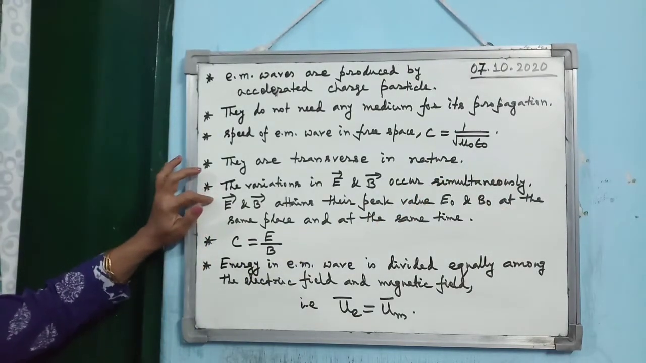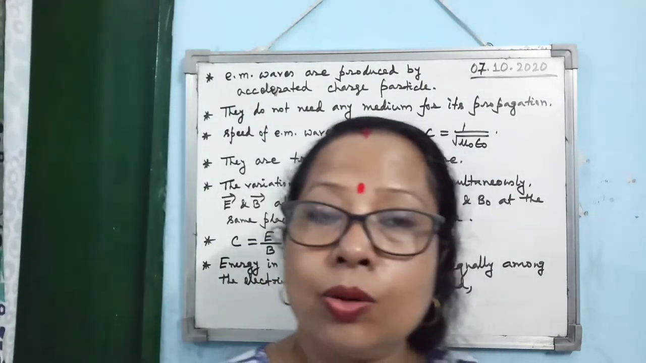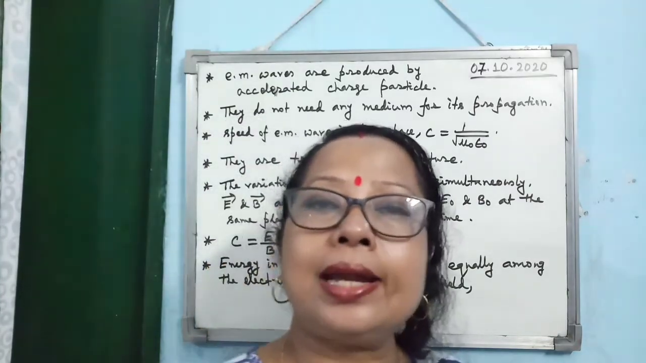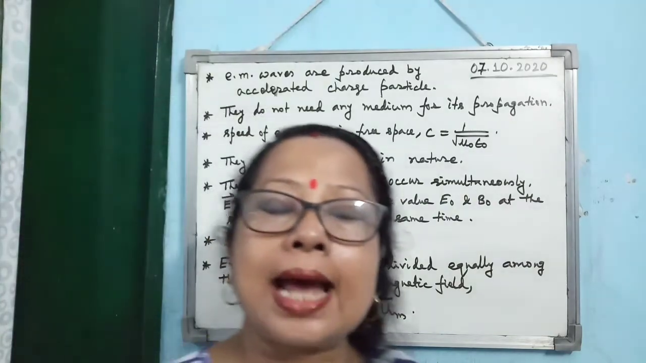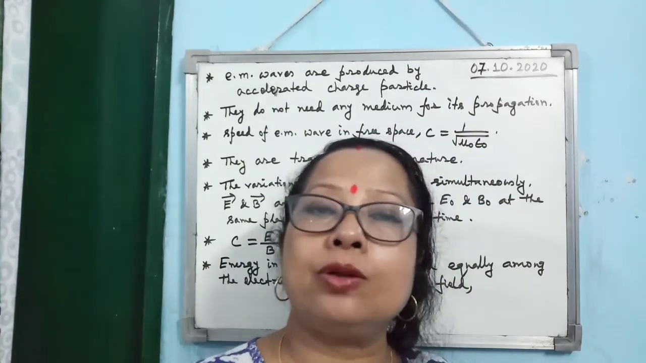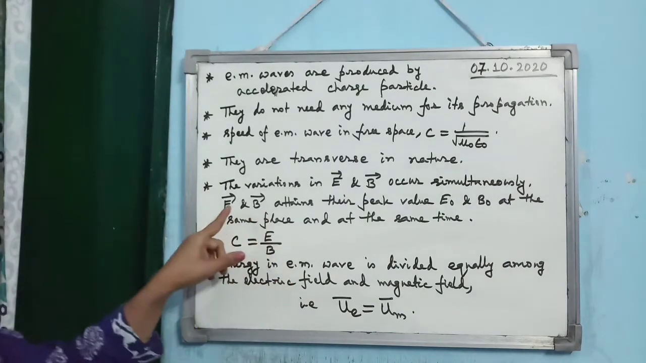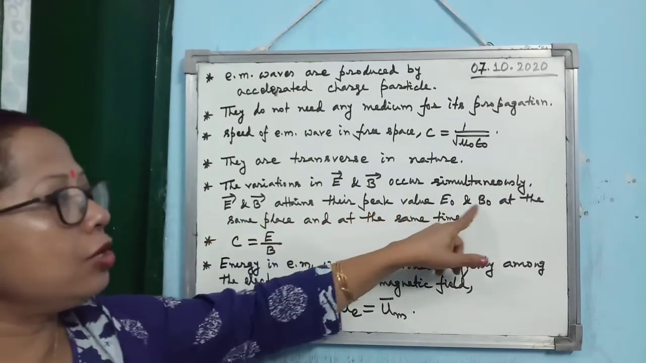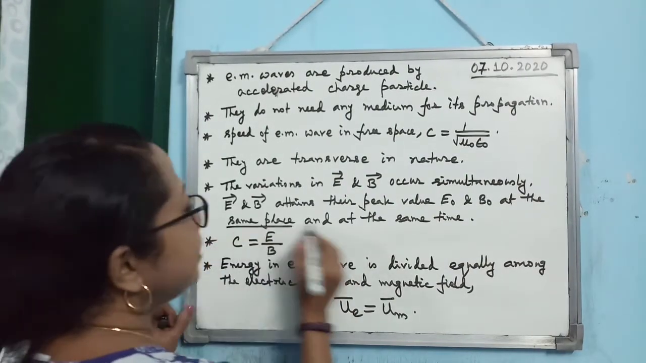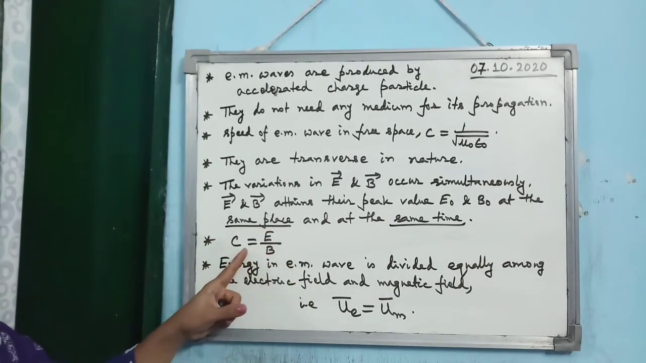Then the next one is when the electric and magnetic fields vary, they vary simultaneously, at the same time. Not that E varies first, then B will vary. No, both of them vary simultaneously. And not only that, the most interesting thing is that the electric field and magnetic field attain their peak values E naught and B naught at the same place at the same time. So very important that E and B attain their peak values E naught and B naught at the same place and at the same time.